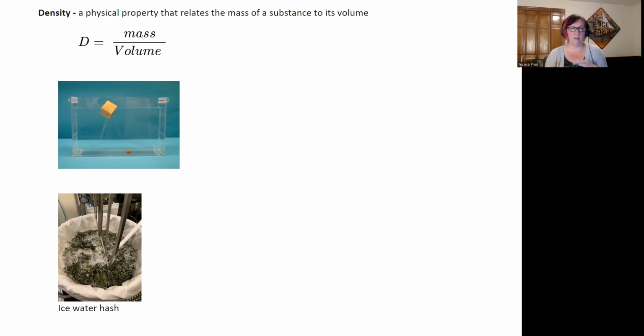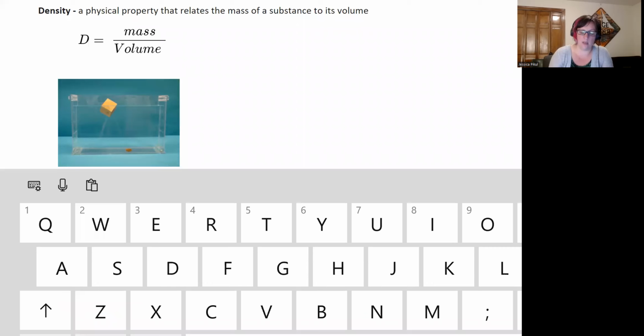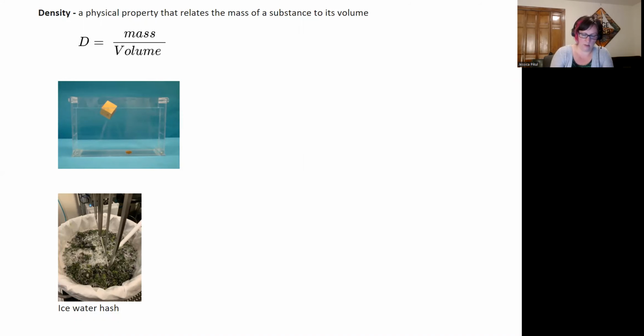I'd like to talk about another physical property called density. And this is one that relates mass of a substance to its volume. And it is going to have units that actually incorporate both mass and volume units. So density is usually reported in terms of grams per milliliter.